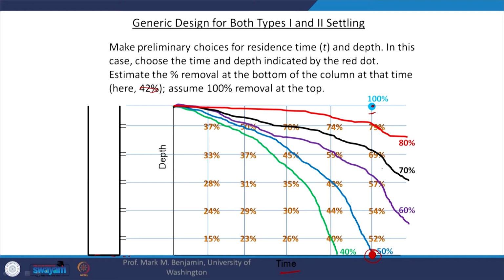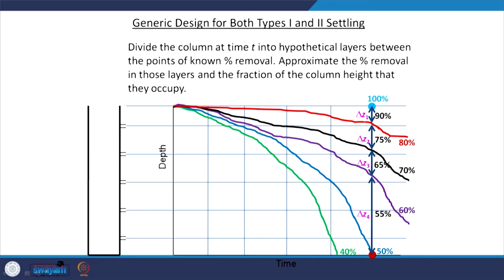Similar to what we did in discrete settling, we are going to look at giving weights in terms of depth. We know the depth, and here the average removal will be (60 plus 50) by 2, 55%. And for this zone or height we will say it's (70 plus 60) by 2. So that's what we have: 55%, 65%, 75%, 90% corresponding to this height in the relevant column or the sedimentation tank. And from that we got the relevant removal.